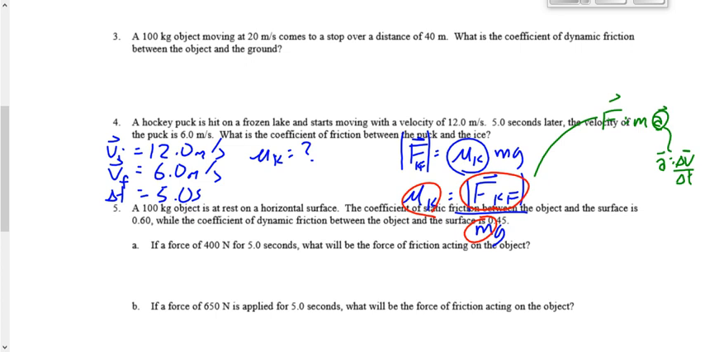Okay, I'm not quite there, right? I'm not quite there, but it's coming. I can find A. Delta V over delta T is, what, 6 minus 12 over 5. That gives me, I think, negative 1.2 meters per second squared. Is that right? Yeah, okay. Hey, there's something. It's not my answer, but it's something, isn't it?